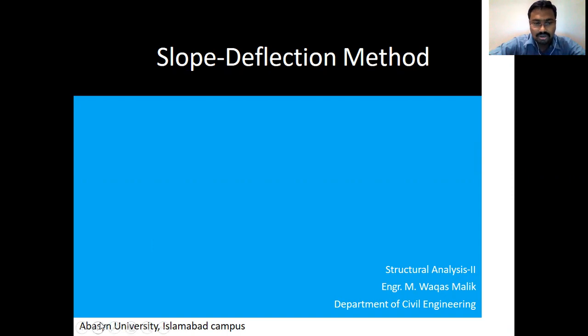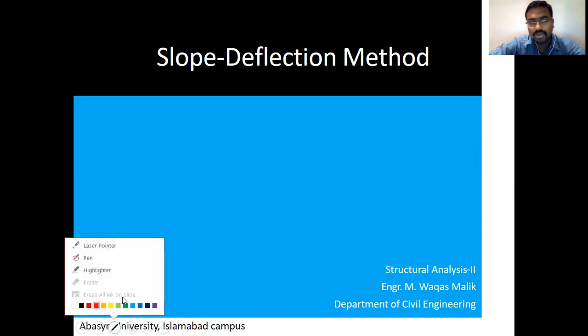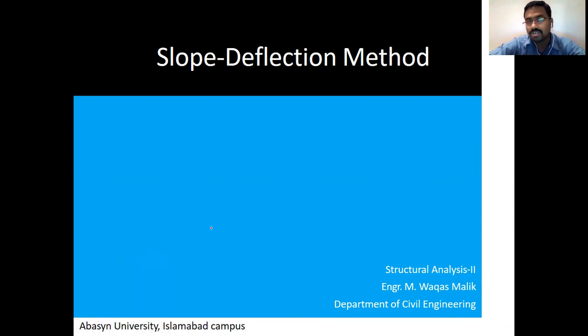The topic that we are going to study today is the slope and deflection method for indeterminate structures. In order to cover this topic, I have divided it into three subtopics. In the first subtopic, we will discuss the basics of slope and deflection, the different terminologies involved in it, and the basic derivation.